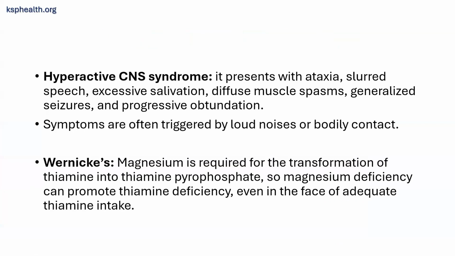What is hyperactive CNS syndrome? It presents with ataxia, slurred speech, excessive salivation, diffuse muscle spasm, generalized seizures, and progressive obtundation. Symptoms are often triggered by loud noises or bodily contact. So in persons with a low magnesium level and this symptom complex, one should entertain hyperactive CNS syndrome. Treatment is simple: treat magnesium depletion.